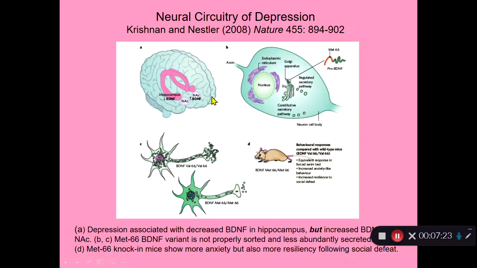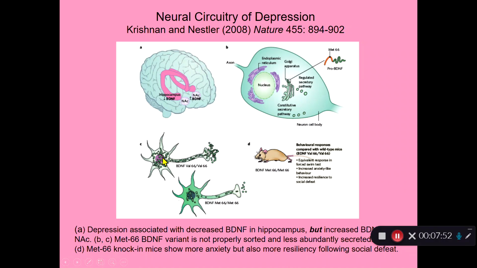This BDNF protein was processed abnormally by cells. This is a cell here. Here's the nucleus. The BDNF was transcribed into RNA in the nucleus, translated into protein in the cytoplasm by all this cellular machinery. But because it's abnormal, it's not processed normally by cells. This mutated variant is not properly sorted and less abundantly secreted from cells.